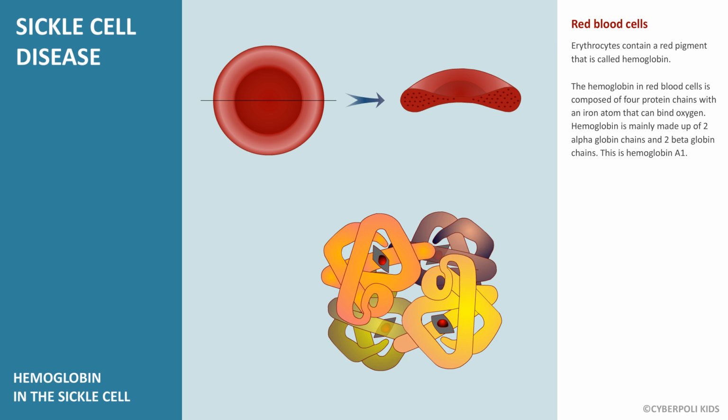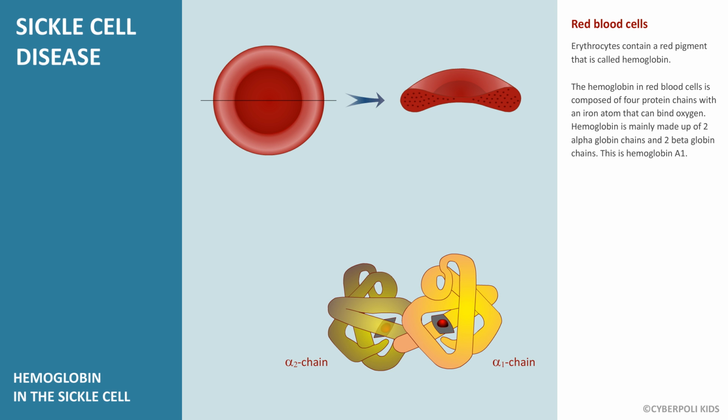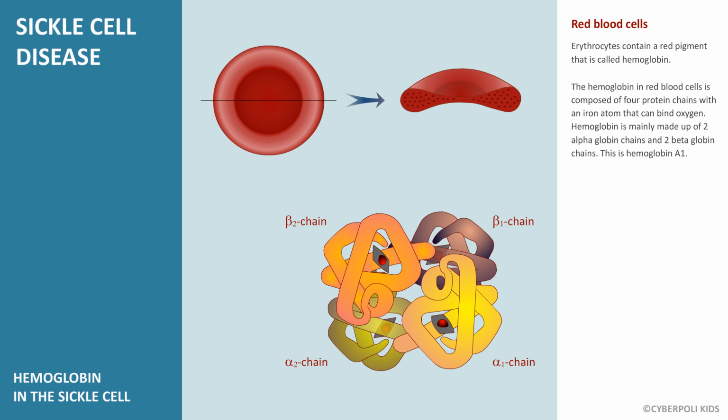Erythrocytes contain a red pigment that is called hemoglobin. The hemoglobin in red blood cells is composed of 4 protein chains with an iron atom that combines oxygen. Hemoglobin is mainly made up of 2 alpha globin chains and 2 beta globin chains. This is hemoglobin A1.